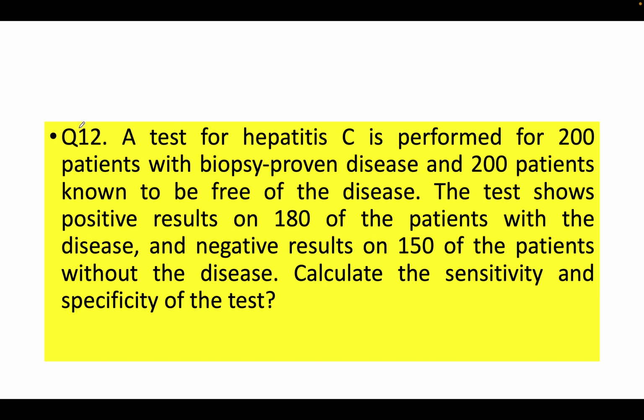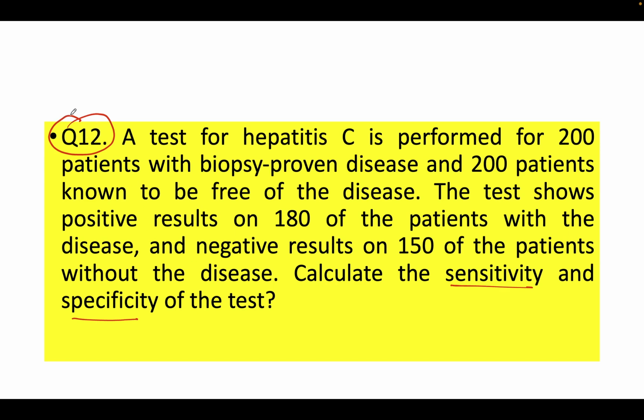Let's take the second one, question number 12. I think the question is telling us to calculate sensitivity and specificity. Whenever such questions on sensitivity, specificity, positive predictive value and negative predictive value come, forget the formulas like A divided by A plus C into 100, or A, B, C, D. We don't have to remember all those.